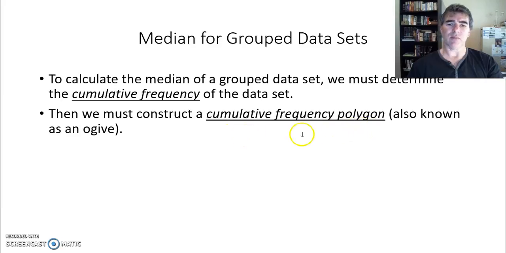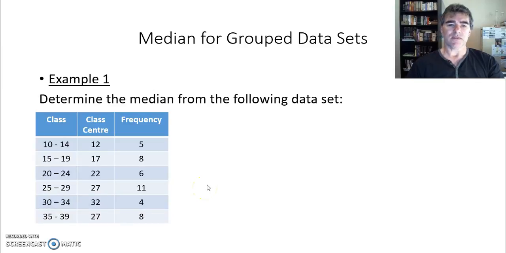We'll do the histogram as well, so cumulative frequency histogram and polygon, but the polygon's the important part, and it's also known as an ogive. So you may see that reference at times in textbooks that we're going to construct or use an ogive, and that's going to help us find the median. In a previous video I've shown you how to construct a cumulative frequency histogram and polygon for group data.